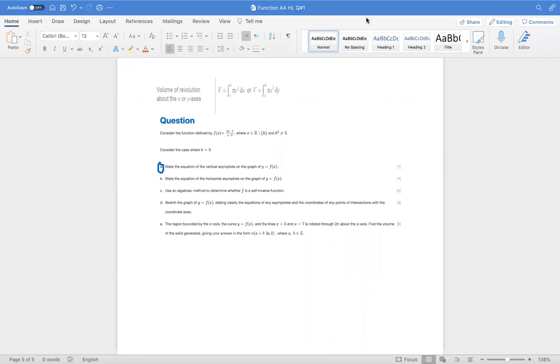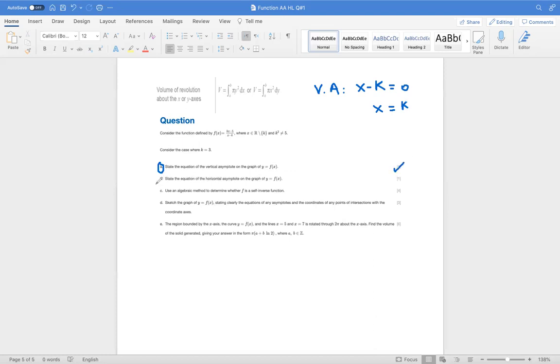In my previous video, you know that to get the vertical asymptote, we should make the denominator equal to 0. So what was my denominator? x minus k equal to 0. In that case, I will get x equal to k. So my vertical asymptote is x equal to k, which is 1 mark.